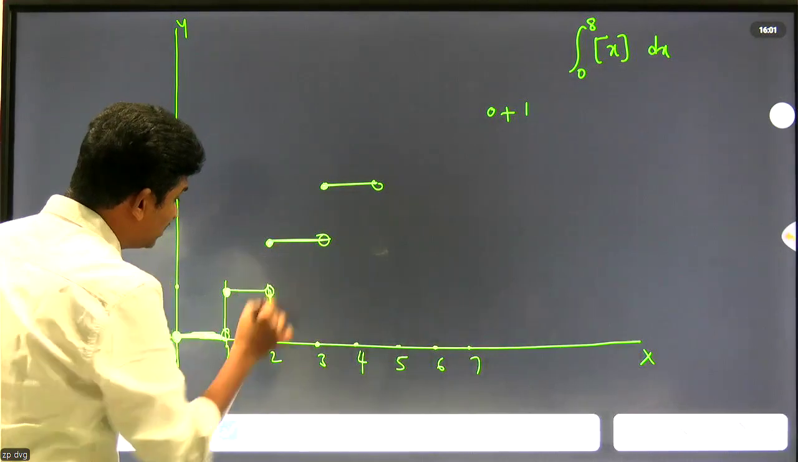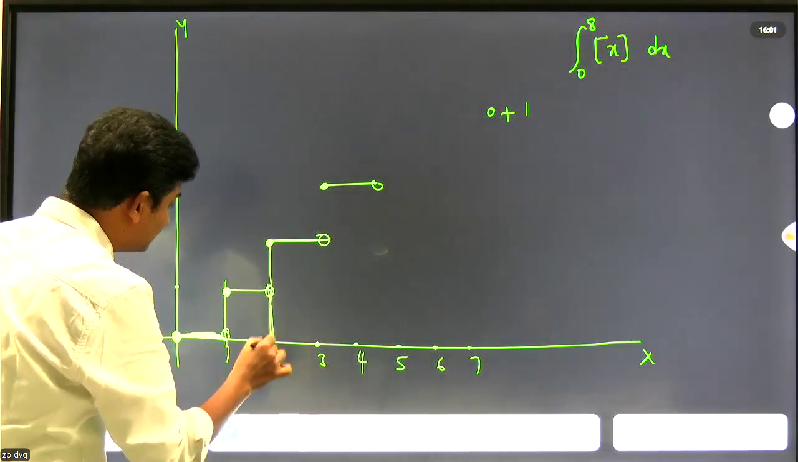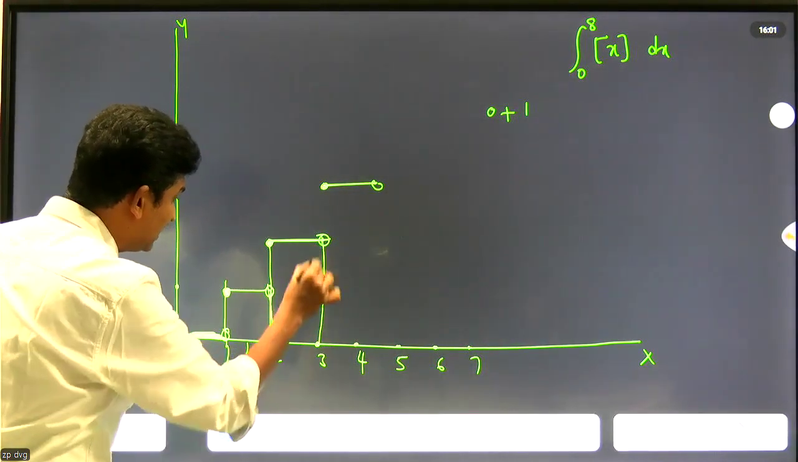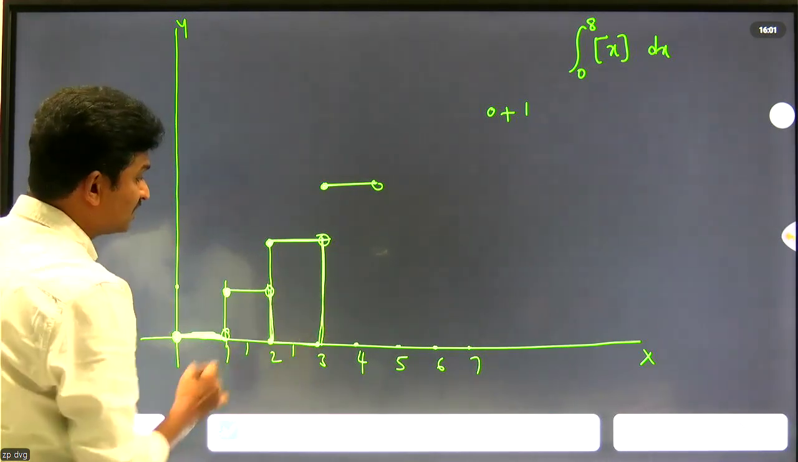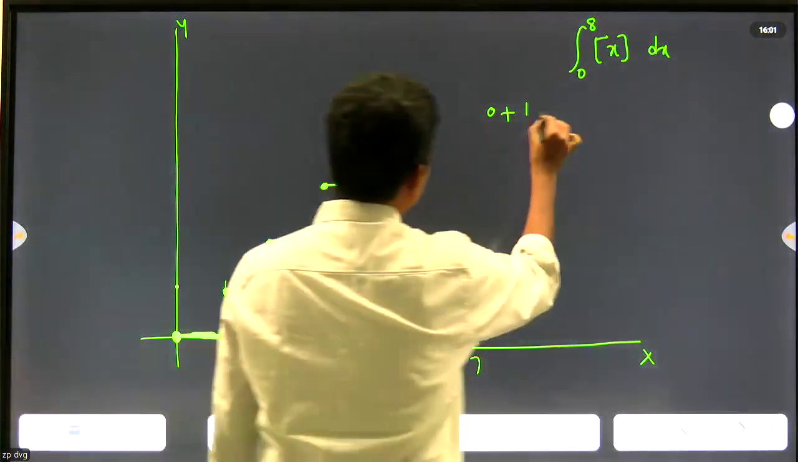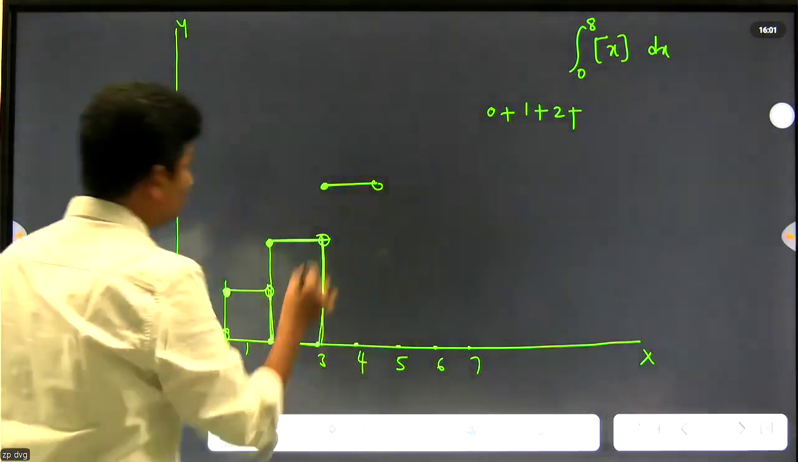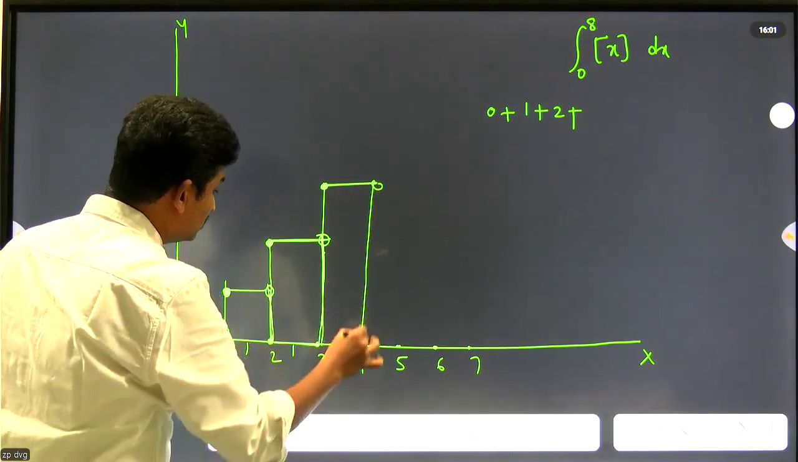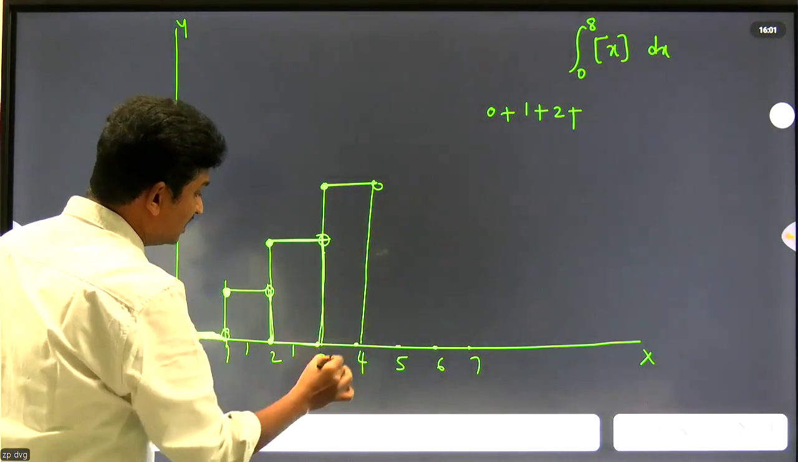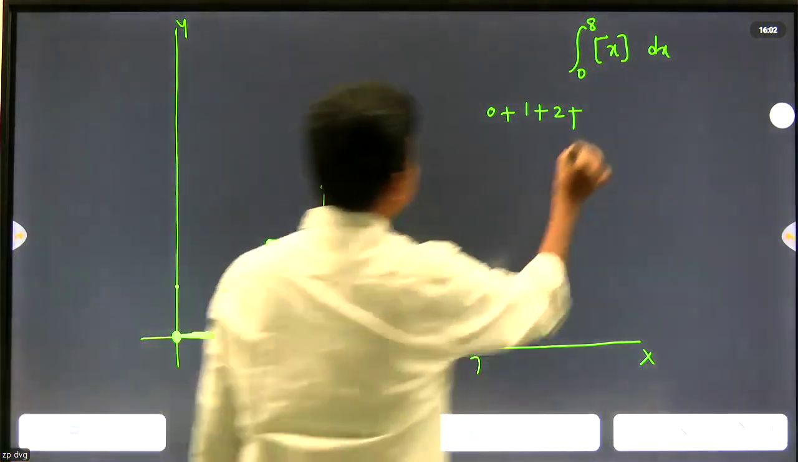What is the area bounded by this curve with the x-axis and the lines x equal to 2, x equal to 3? This is a rectangle. This length is 1 unit. This length is 2 units. Right? 1 into 2, plus what is the area bounded by this curve with the x-axis and the lines x equal to 3, x equal to 4? This is a rectangle. This is 1 unit. This is 3 units.